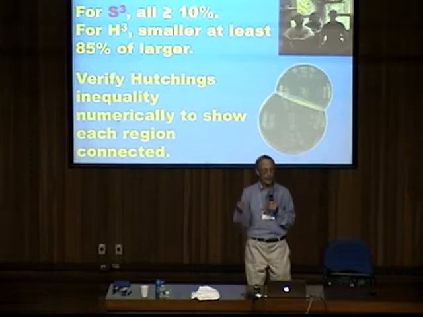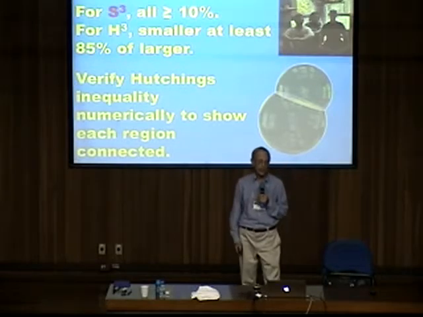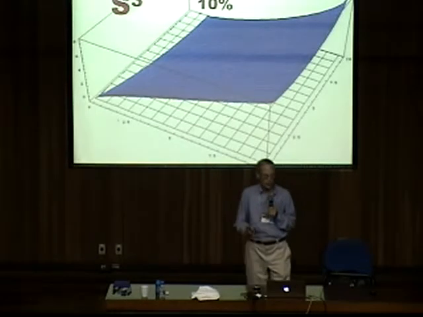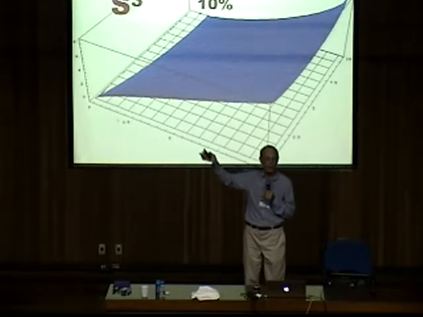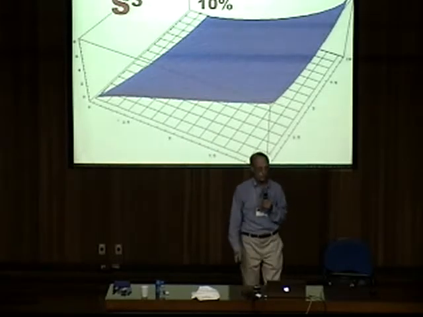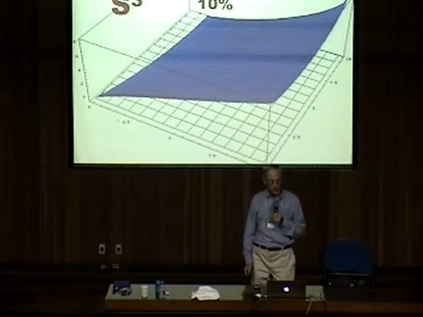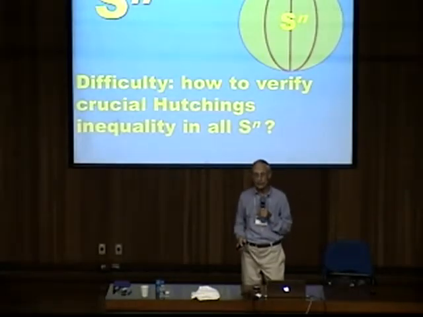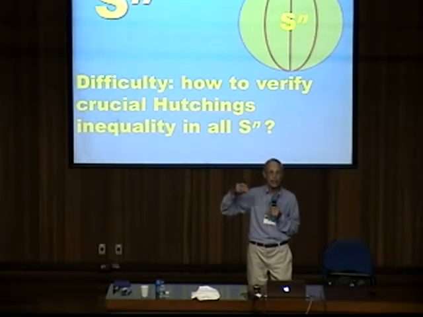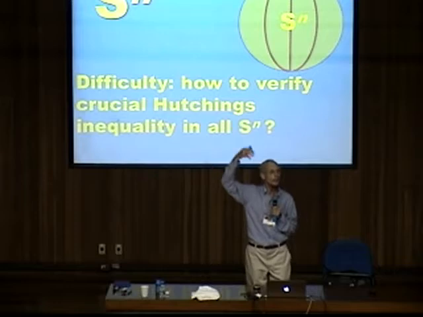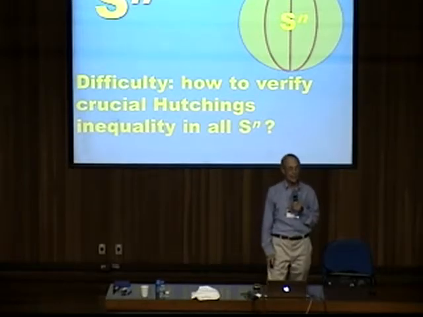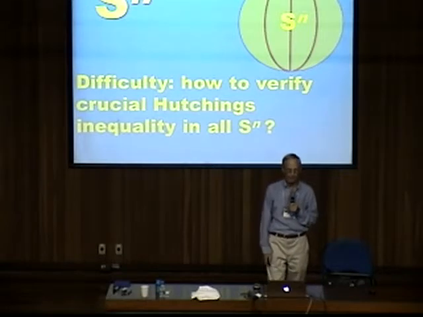They just had to verify the Hutchings inequality numerically, check that a certain function was positive. Here's the sketch they did for S3, for example, and you can see most of the time the blue graph is above the floor once you get past that 10% line. But now, of course, if you wanted to do this in general dimension, you would have to repeat that numerical computation in every dimension, and it gets harder and harder the higher the dimension. So that was a problem. There was no idea how to do anything for all dimensions.